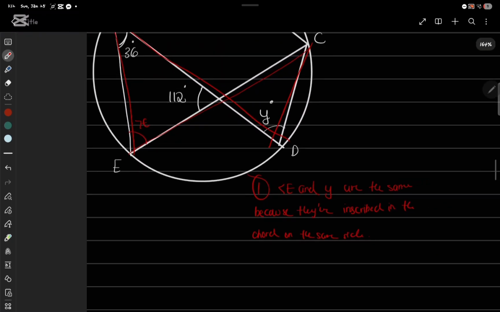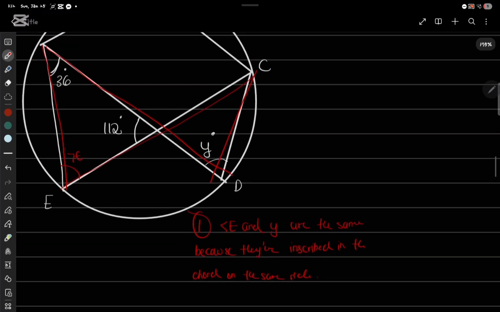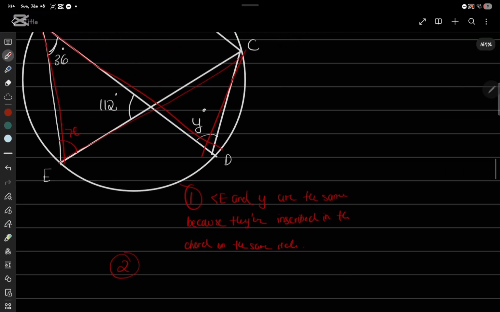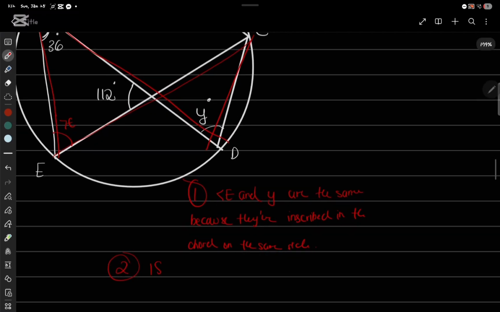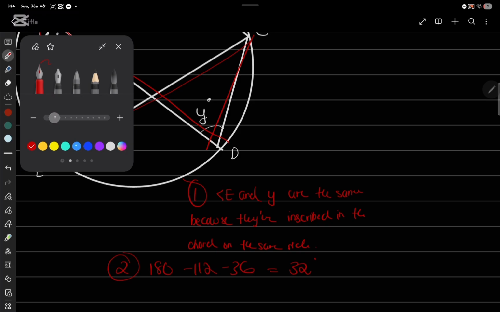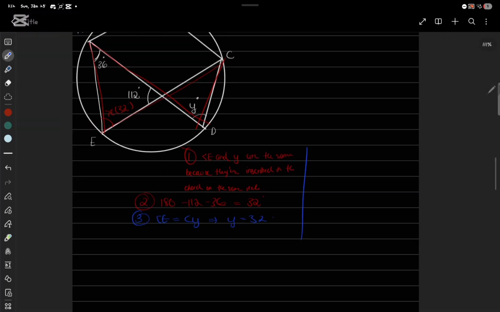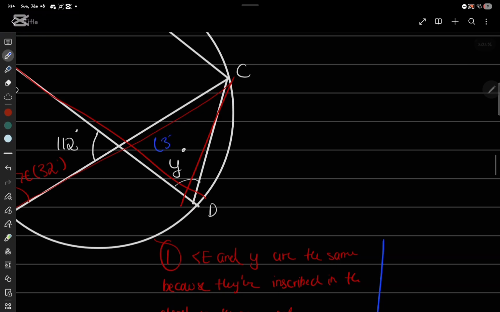Okay, so to find angle E, you see this is a triangle, and all the interior angles in a triangle add up to 180. So you subtract from 180. So angle E would equal 32 degrees. Change the color real quick. Okay, so since angle E equals angle Y equals 32 degrees. Boom. Okay, you got Y. Good. First part of the question done.